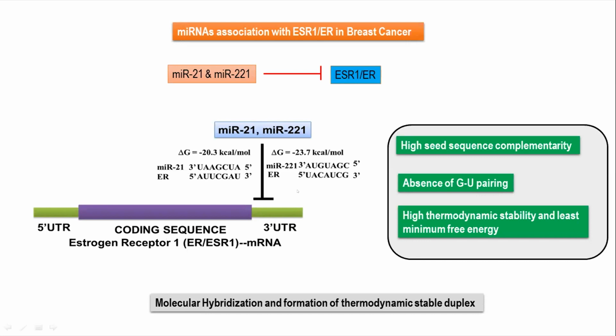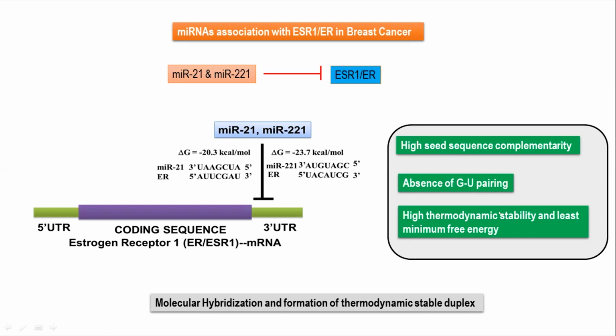Once we identified that, we were not sure what kind of structure they attain, because microRNAs are almost 20 to 22 nucleotides long, and having the structural information is very difficult. But we tried to understand the structure, and we have seen that these two microRNAs out of 150 have very high seed sequence complementarity. And then they have the GU pairing. And because of the absence of GU pairing, they have very high thermodynamic stability.